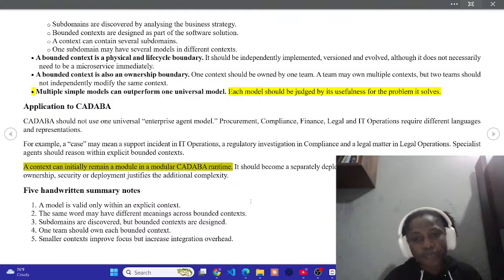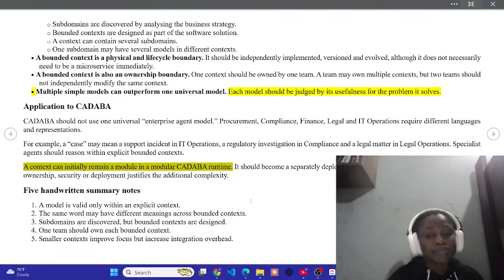It helps you operate within the business context so that you will not mix a particular business domain context with another domain context, which will be expanding the solution beyond what the business actually requires. And it can even be generating more costs. So a context can initially remain a module in a modular CADABA runtime. It should become a separately deployed agent service only when independent scaling, ownership, security, and deployment justify the additional complexity.